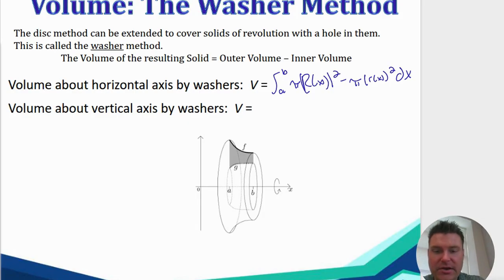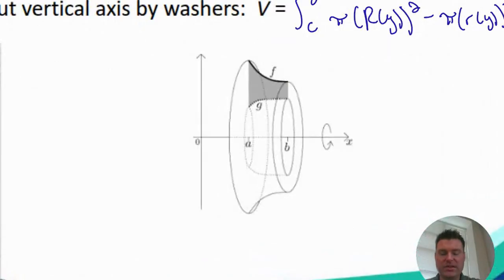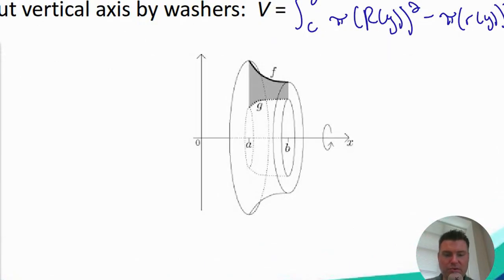When we do this around a vertical axis, we have to use different values. So we're going to go from c to d, because c and d are going to be y values, and then pi big R of y all squared minus pi little r of y squared dy. And that's going to give us our washer, which again you can see is right there. And let's go ahead and do some problems.